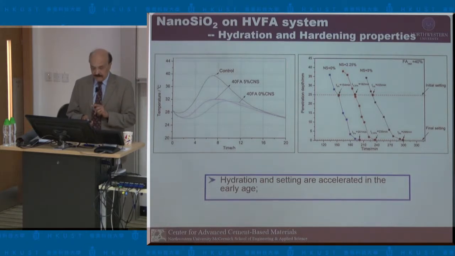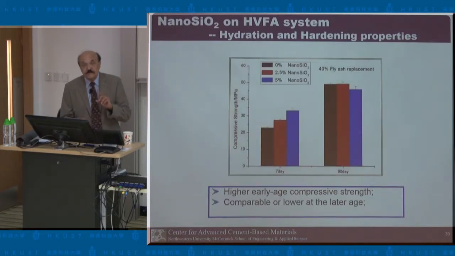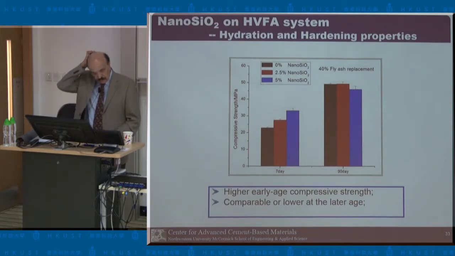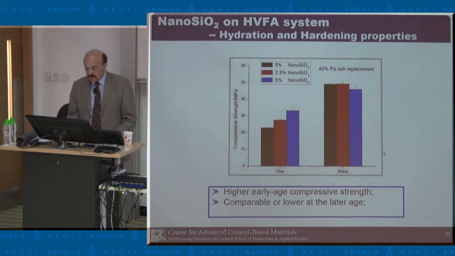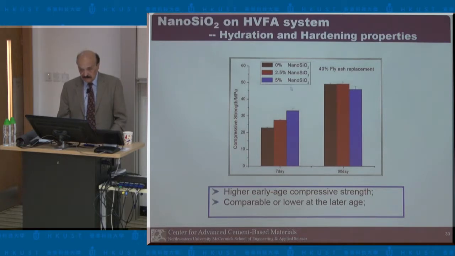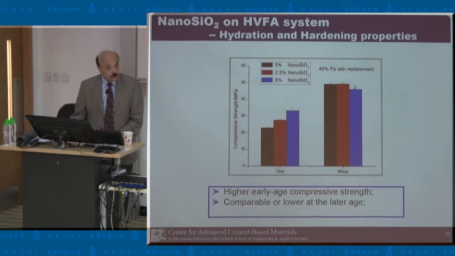With nanosilica, how it accelerates is of interest, and I want to talk about that. First, you can see the compressive strength at 7 days versus 90 days, and this is the same as I showed before. So when you have a higher amount of nanosilica, there is higher early strength, which is expected. But what is interesting is that the final strength may be slightly lower.